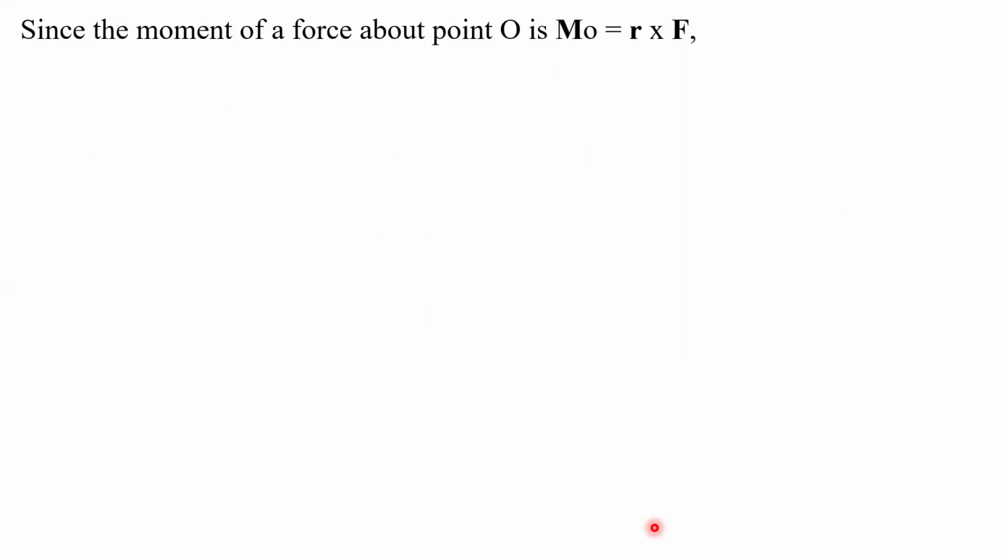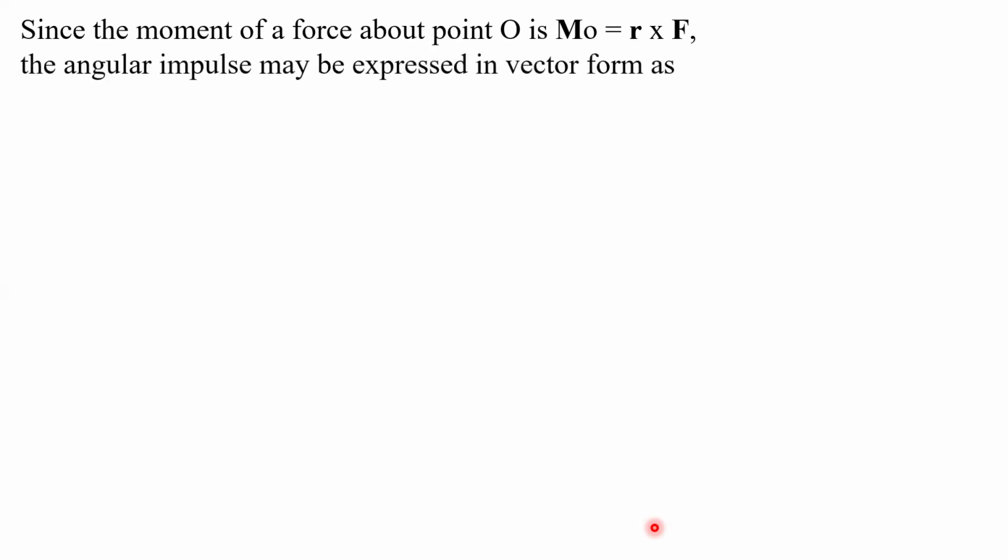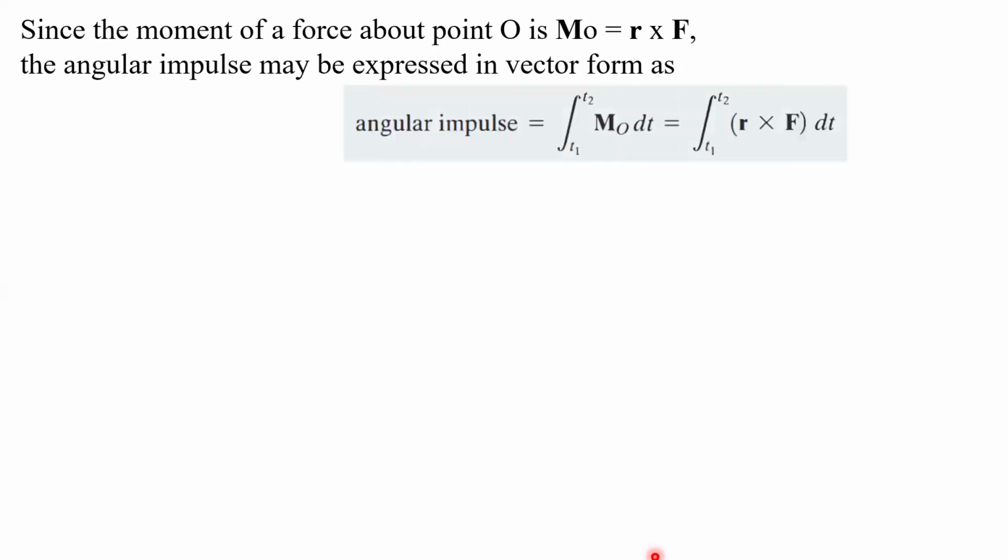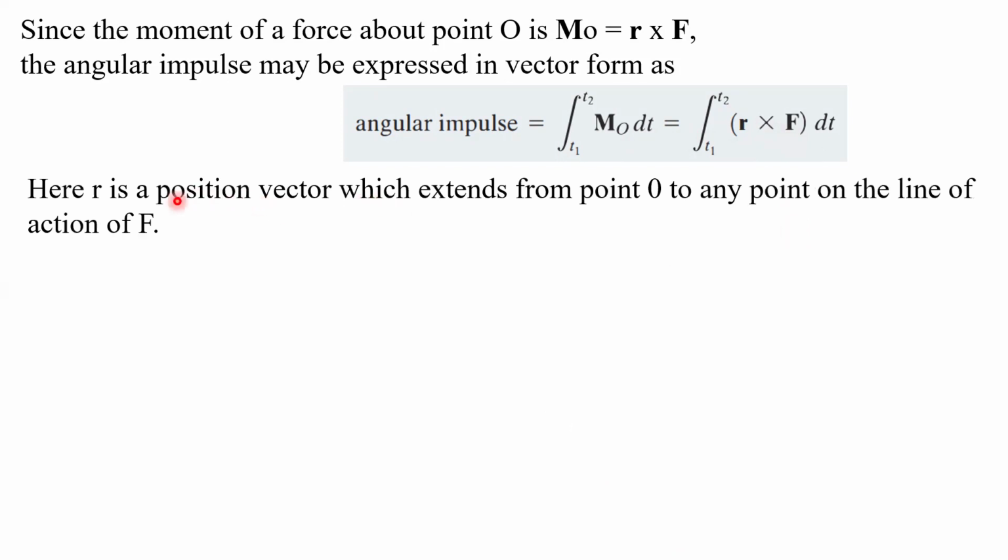Since the moment of a force about point O is M_O, which is equal to r cross F, the angular impulse may be expressed in vectorial form as the integral of M_O dt, which is equal to the integral of r cross F dt. Here, r is a position vector which extends from point O to any point on the line of action of F.